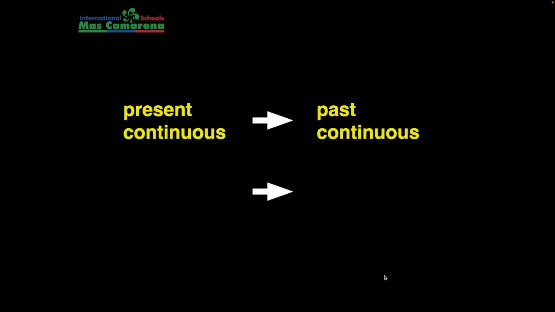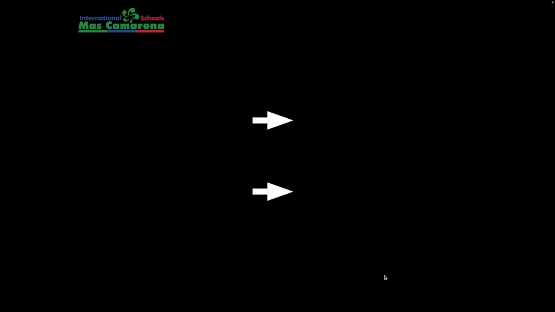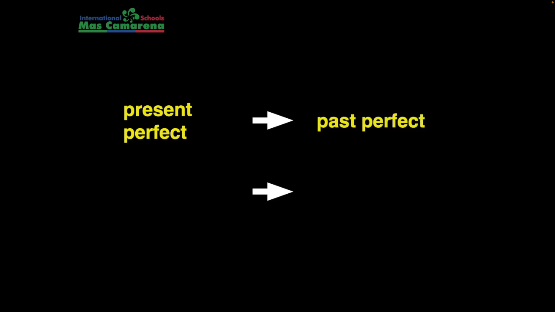Present continuous becomes the past continuous. "I am walking" becomes "he was walking," or "she was walking," or "it was walking" if it's a dog. "I am learning to cook" becomes "she said she was learning to cook," or "he said he was learning to cook."